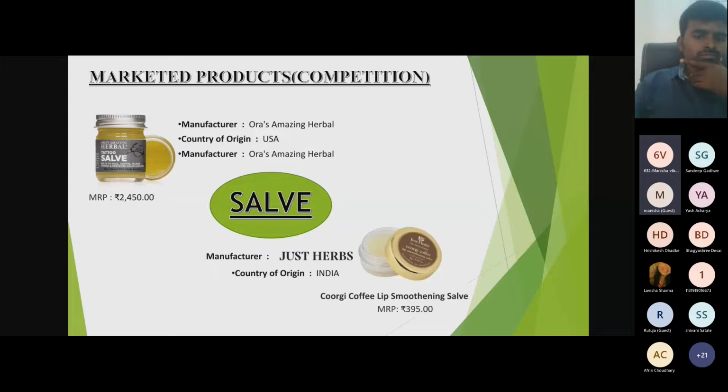Next, this is the marketed product, that is the competition we are talking about here. First is the manufacturing of Aura's Amazing Herbal, whose origin is the USA. Whenever we Indians think of buying something, we think that it should be Indian or from the origin of India. If we get this salve, we have to import it from there, so there will be an increase in the cost price also, and the MRP given for the same is 2,450. Whereas there is also an Indian company, Just Herbs, which gives a coffee lip smoothing salve, priced at rupees 395.